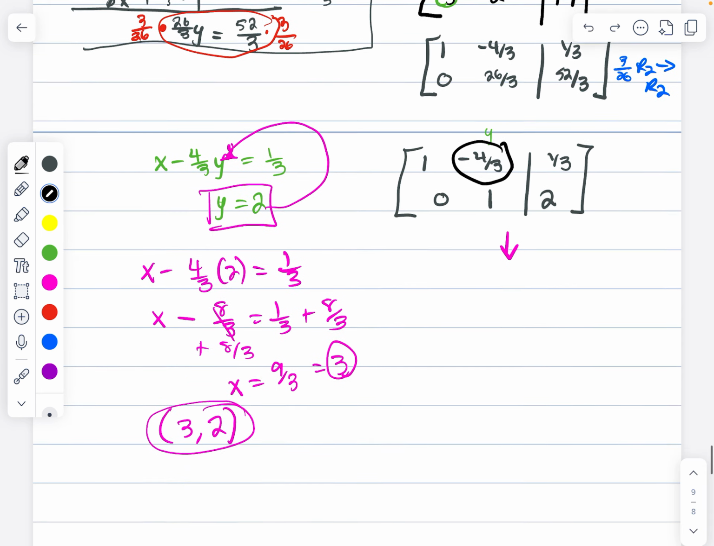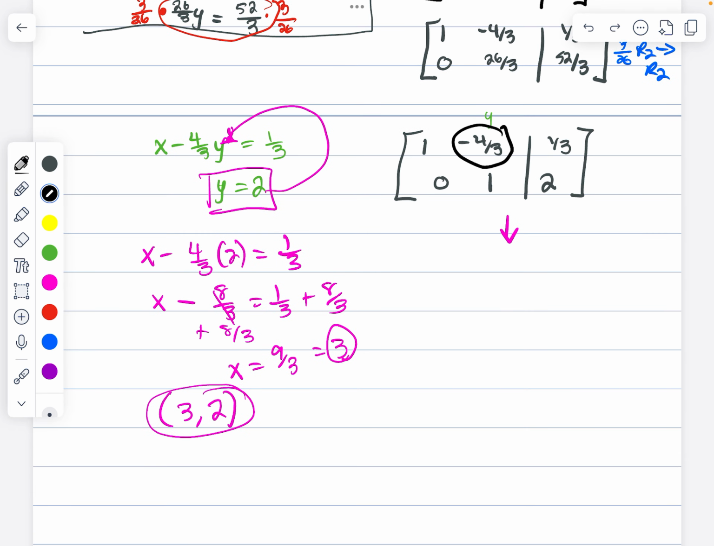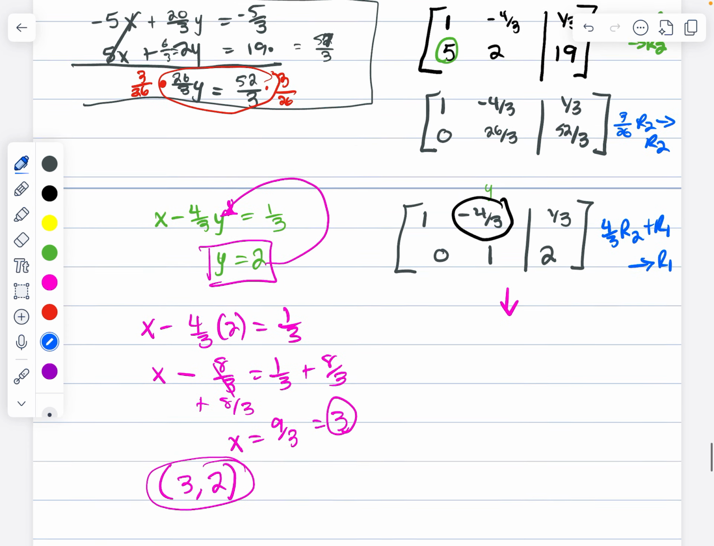All right, so let's get there. So what's going to happen is we're going to multiply row 2 by 4 over 3, and we're going to add it to row 1 and replace it in row 1. That would cause this right here to be a 0. So here it is. We have 4 over 3 times row 1 plus row... No. Sorry, guys. It's going to be times row 2 plus row 1. And we're going to replace it in row 1.